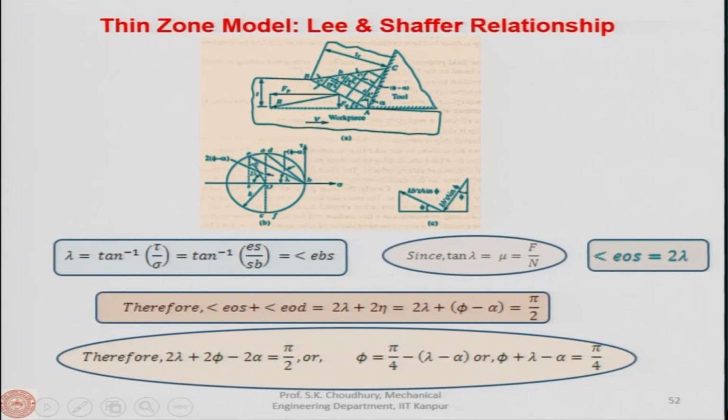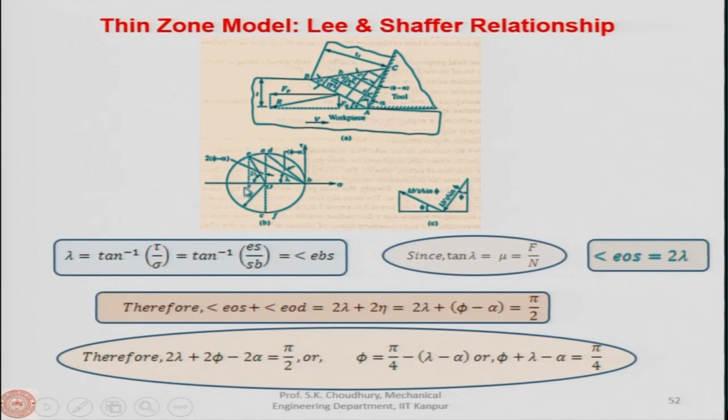With respect to this, E is the rake face of the tool. From here to this would be ES, this is the tau, and from here to here, this is the normal stress. So, the lambda is equal to tan inverse of tau divided by sigma. So, this is tan inverse of ES divided by SB, and this is the angle EBS.